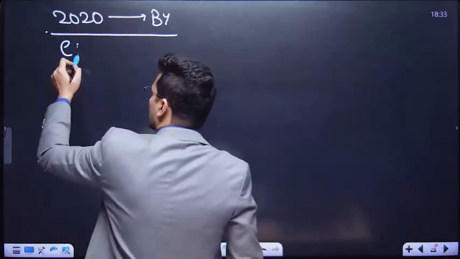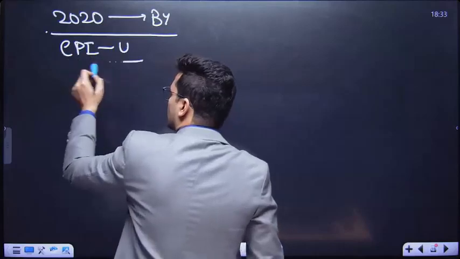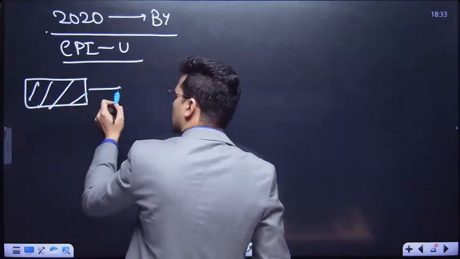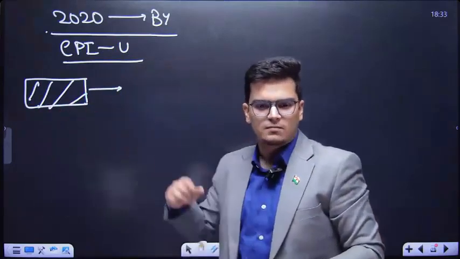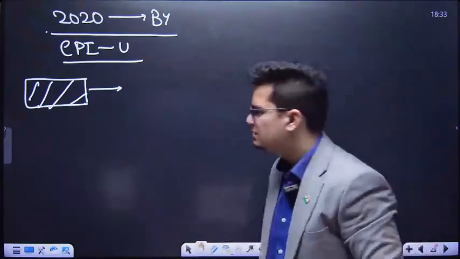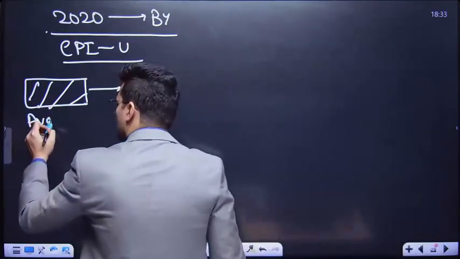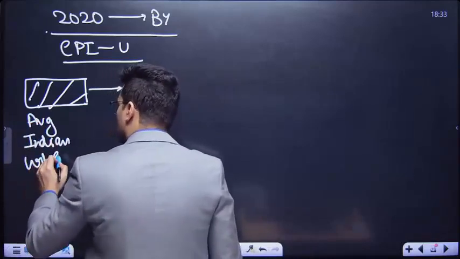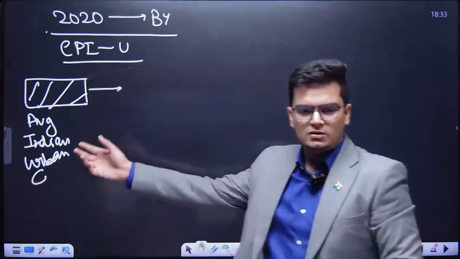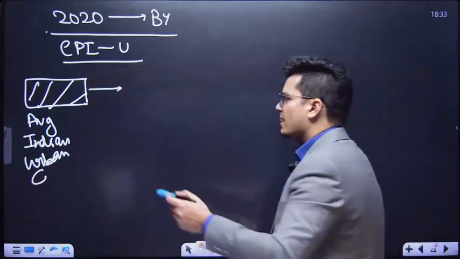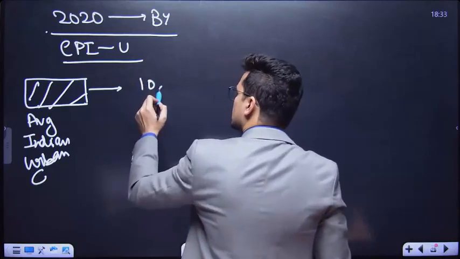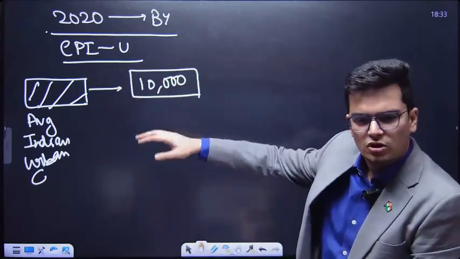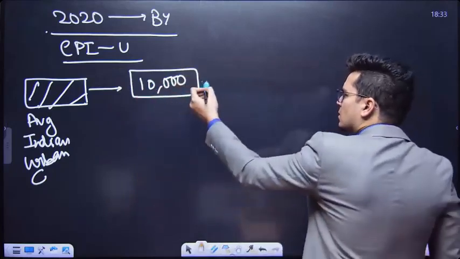मैंने कहा I am counting consumer price index urban. I say that an urban consumer on an average consumes this basket of goods and services. This is the average Indian urban consumer. They are consuming this basket of goods and services, and this basket of goods and services cost 10,000 rupees. This basket of goods and services cost 10,000 rupees in January.